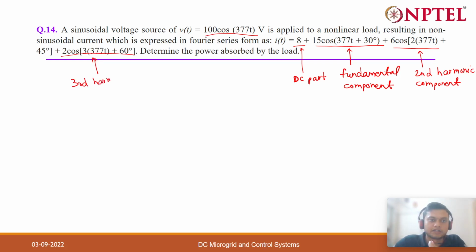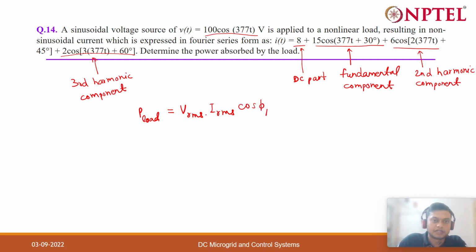And this is the third harmonic part. So voltage contains only the fundamental component, and current contains a DC component and harmonic components also. So the power absorbed by the load: only the similar frequency components will contribute to the real power. So from here you can write P load is V RMS I RMS cos phi, and it is also fundamental only, because there is no DC part in voltage, there is no second harmonic part in voltage, and for the third harmonic component in current there is no third harmonic component in the voltage. So we will take only the fundamental part.